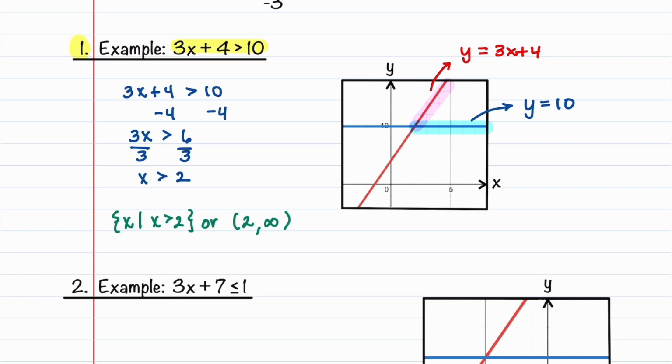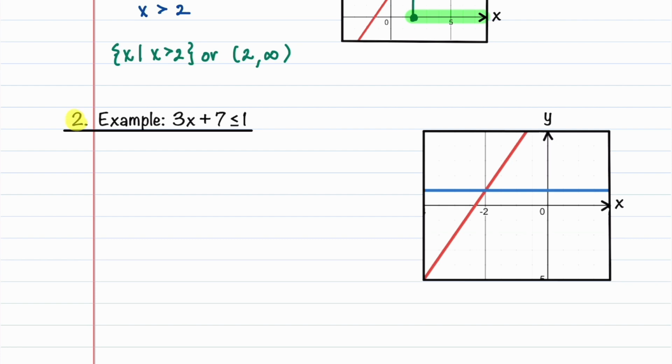Now let's connect this back to the solution that we got, which was x is greater than 2. What we have to do is just trace down, and this is the point 2. So our red graph is going to be bigger than our blue graph whenever x is in that region, and that is x is greater than 2. I think it helps so much when you can see it visualized.